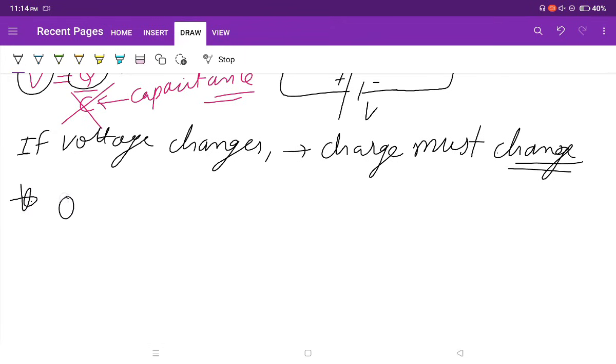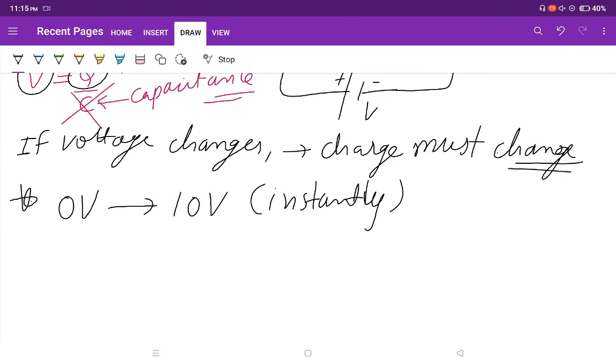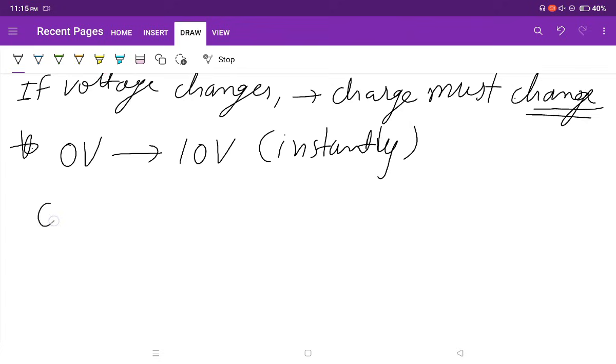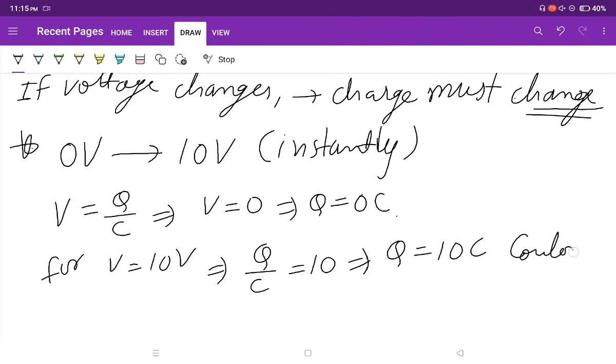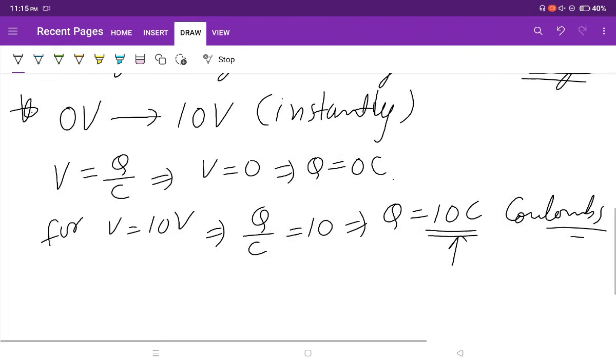Now imagine I change the voltage from 0 volts to 10 volts instantly. What must happen physically? A huge amount of charge must appear on the plates. Initially we have V equals Q over C, and V equals 0, which implies Q equals 0 coulombs. Now for V equals 10 volts, we need Q over C equal to 10, which implies Q equals 10C coulombs, where C is the capacitance. This 10C charge should appear on the plates instantly.